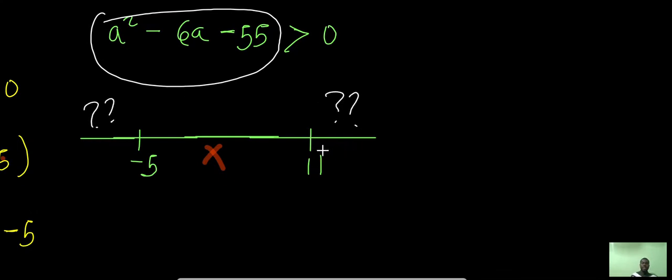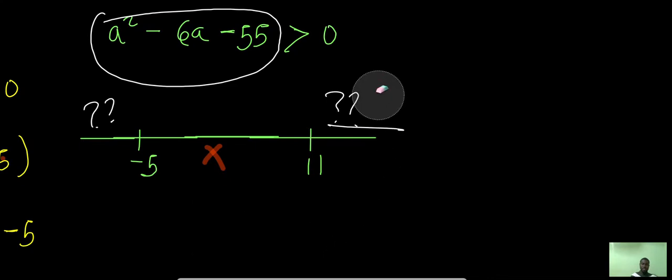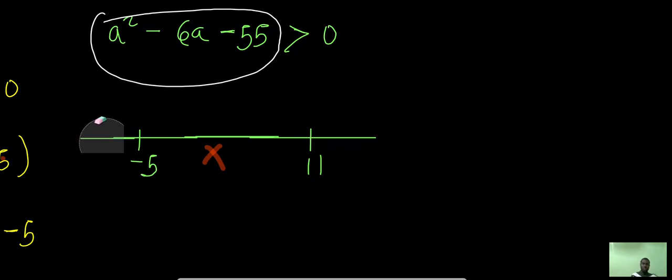So let's check a number greater than 11. Let's try 12. Any number in this region, 12. Let's put 12 there. So a is 12. So you have 12 squared, that's 144, minus 6 times 12, minus 55. Let's see if that number is greater than 0. So we have 144 minus 6 times 12, minus 55. So that's 17, obviously greater than 0. So the implication of that means a possible answer can be in this region.